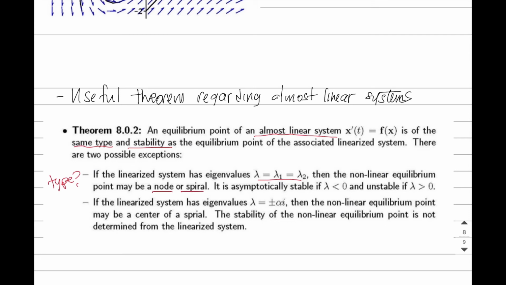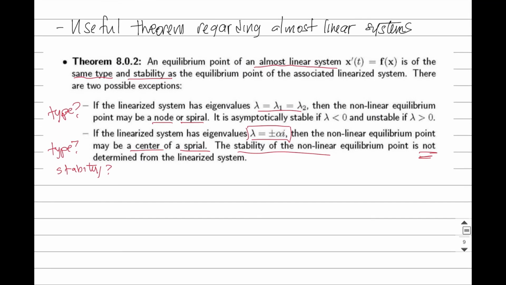The other case is if the linearized system has imaginary eigenvalues, purely imaginary ones. This is the case where, once again, we are unsure of the type. It might be a center, it might be a spiral. And furthermore, we don't know what the stability is going to be. We are not sure what the stability is going to be just from that linear analysis. And so some classifications are in order here.